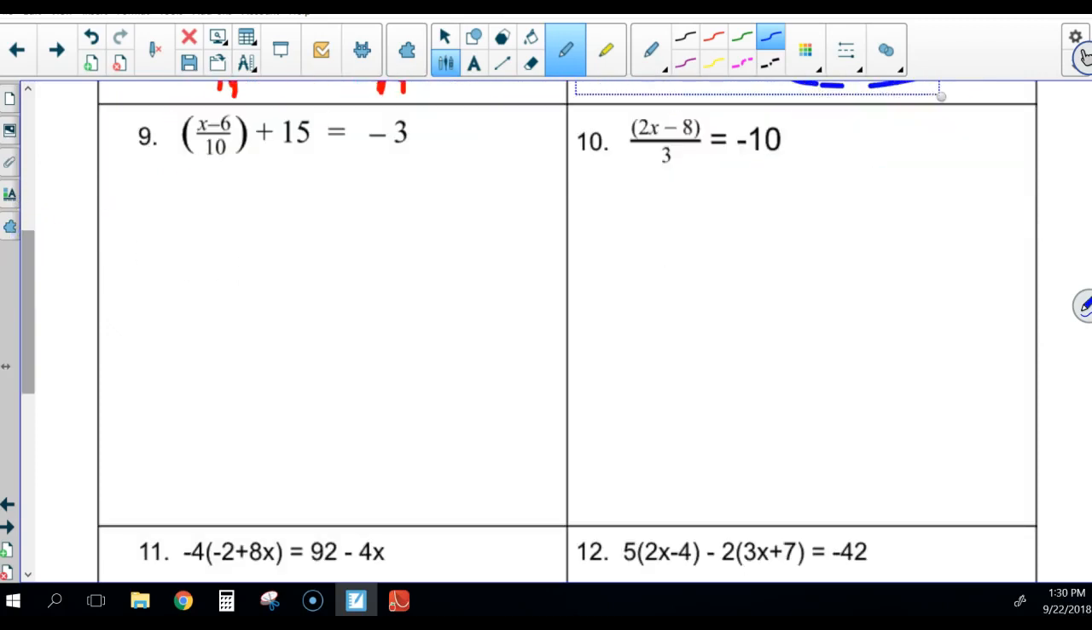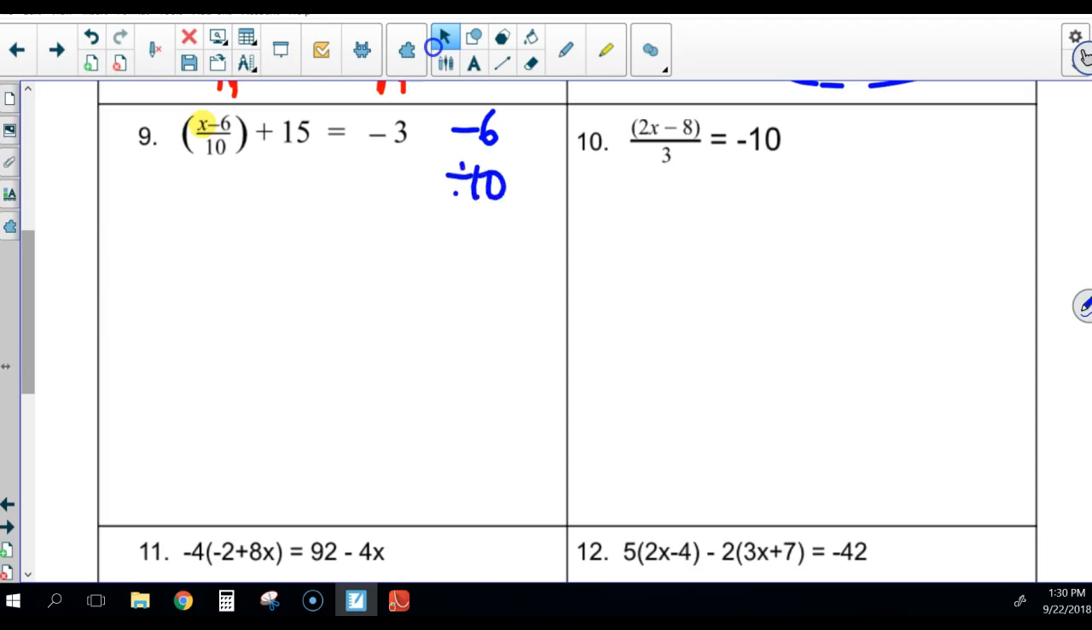Number 9, x minus 6 over 10 plus 15 equals negative 3. This is where it starts to get a little bit crazy. You might be confused looking at that, wondering what do you do first? Here's where I suggest you look at the x and figure out what is going on. So, x is being subtracted, or 6 is being taken away from x. Then divided by 10. Then added to 15.